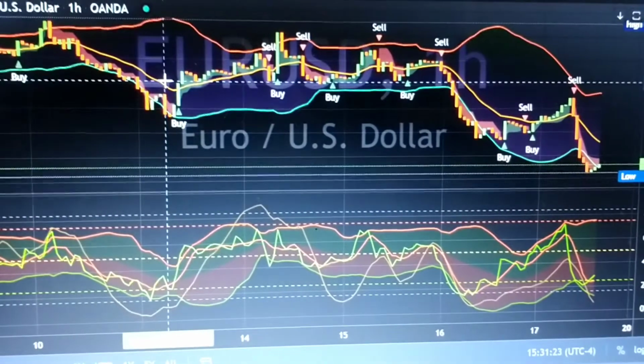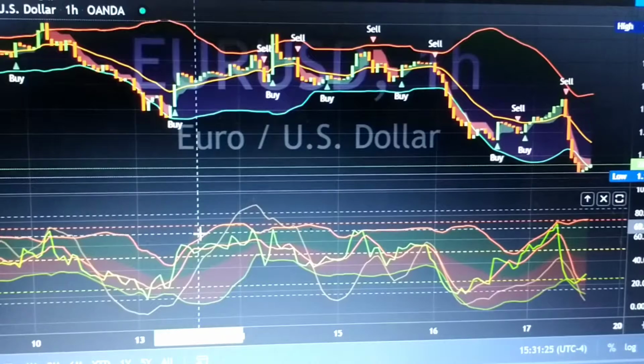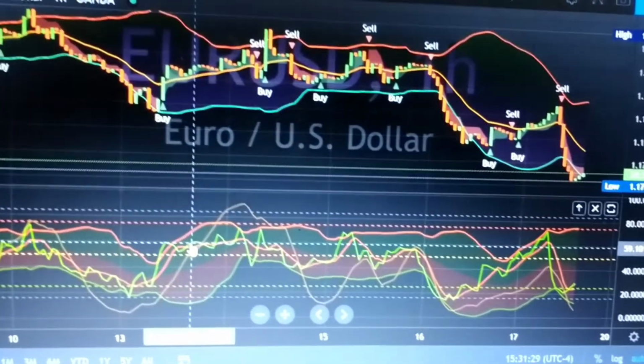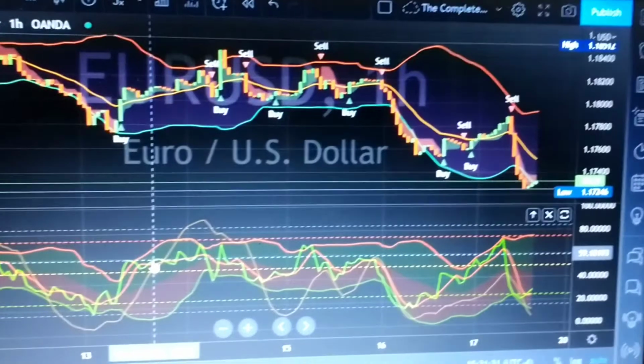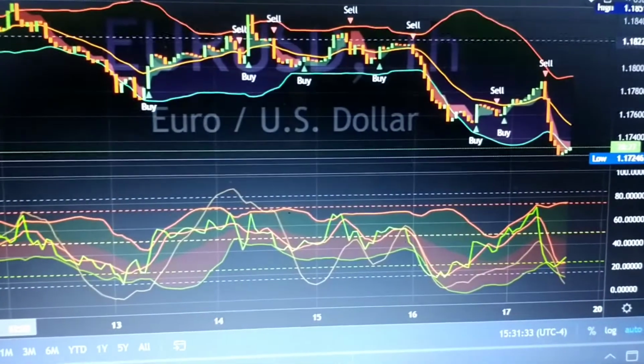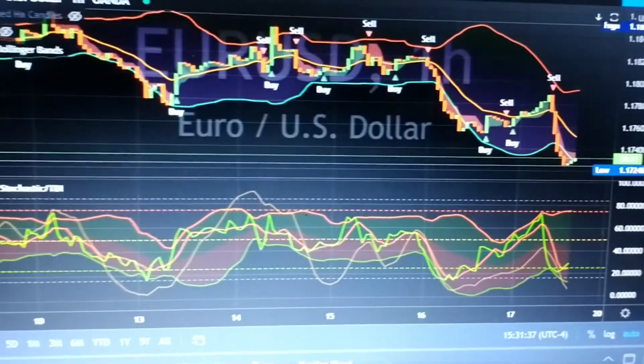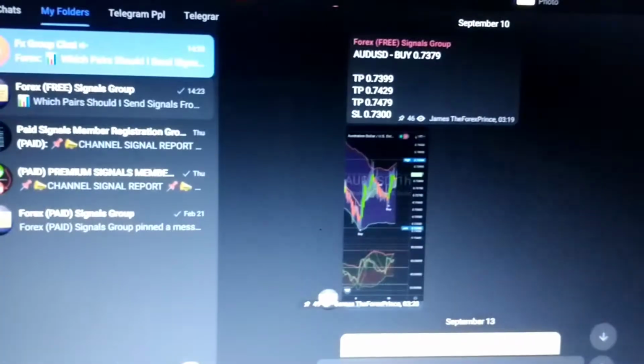This one here is called the Super Bollinger Bands. This one here is called the Super Stochastic TDI, and it's all on the website at www.beachlytrader.com. You can check it out. The prices are there. We have, like I said, the free signals group. Let's go into it.